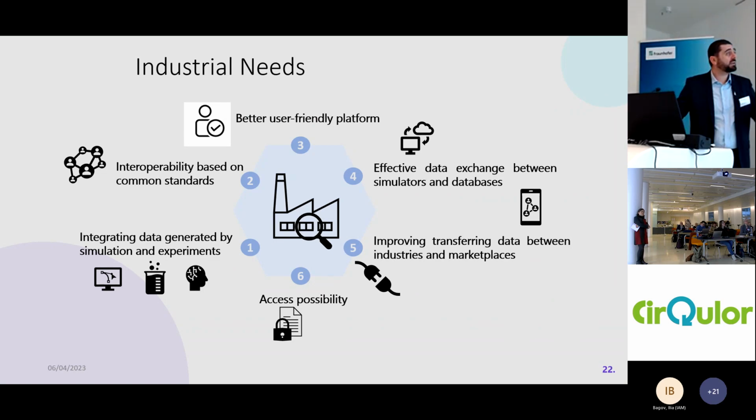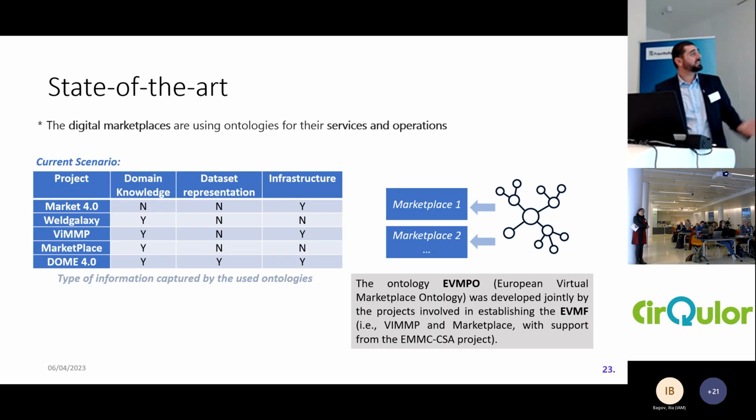Also, improving transferring data between industrial marketplaces. Same as interoperability. So the needs are there, they are common. The state of the art is to compare the use of ontology in different marketplaces, and the objective of DOME 4.0, I think, is really to integrate ontologies in the domain knowledge, in the data set representation and in the infrastructure, not like previous projects, to have this full picture.